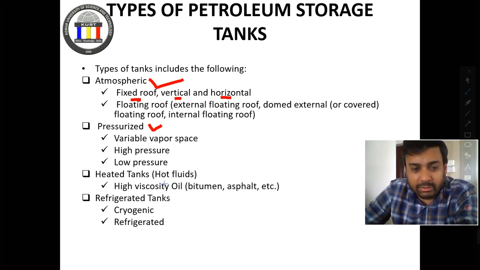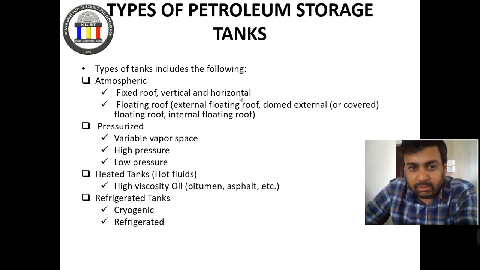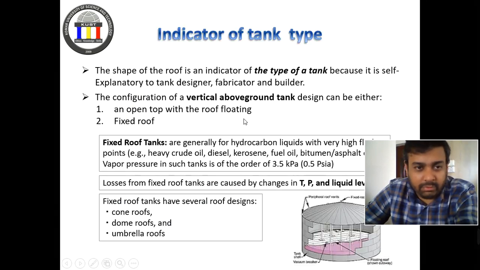Then we have heating tanks, which are used for high viscosity, when you are dealing with a very heavy viscous oil which is very hard to flow, and you need heat to reduce its viscosity and move it on. So in this case you use heated tanks. Then we have the refrigerated cryogenic tanks. In the case of LNG, you need cryogenic and refrigerated tanks. So let's discuss them one by one and how they work.